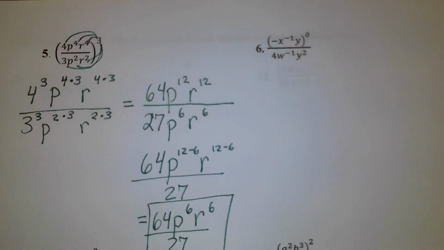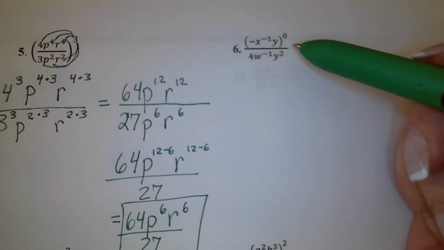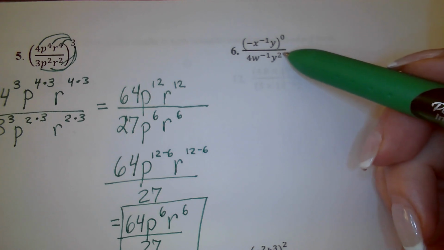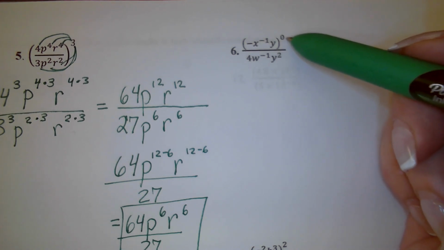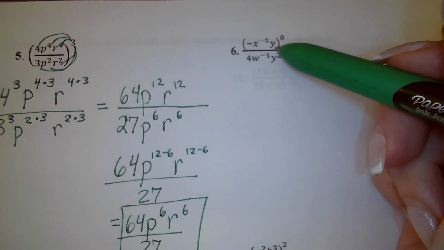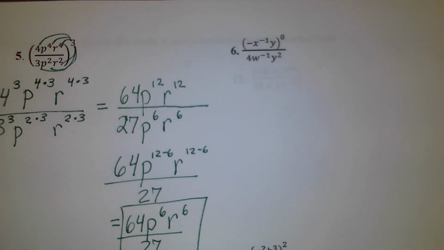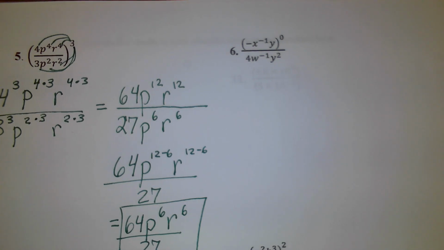Now, number 6 is a little bit different because the parentheses are only on the top of our division problem, and the power of 0 is only outside of those parentheses. So this would be a situation where I'm going to distribute the power of 0 to everything inside the parentheses.